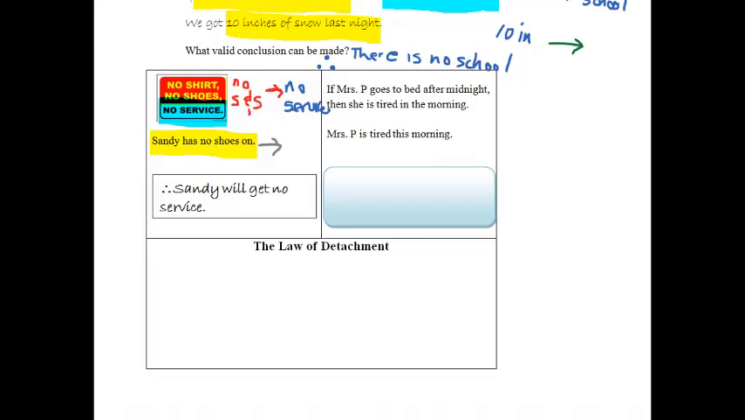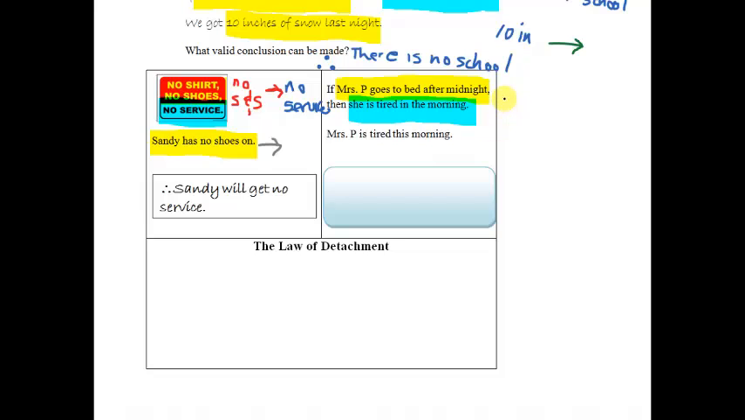Now you have to be careful with the law of detachment. It's a simple law, but people misuse it all the time. In this next example, let's look at why this one actually doesn't work. So if Mrs. P goes to bed, that'd be me. If Mrs. Pryor goes to bed after midnight, then she is tired in the morning. I'm going to highlight our hypothesis. Mrs. Pryor goes to bed after midnight, then the conclusion is it's a direct result. She is tired in the morning, and I am here to tell you that is a true statement. I do have to go to bed earlier.